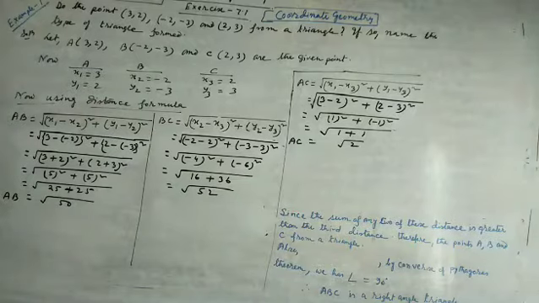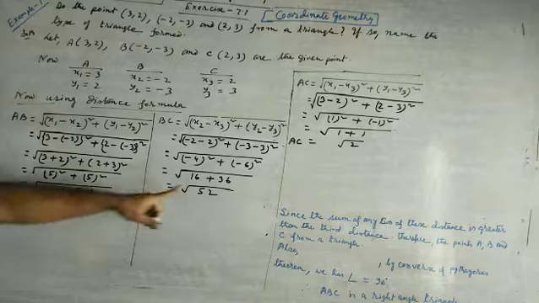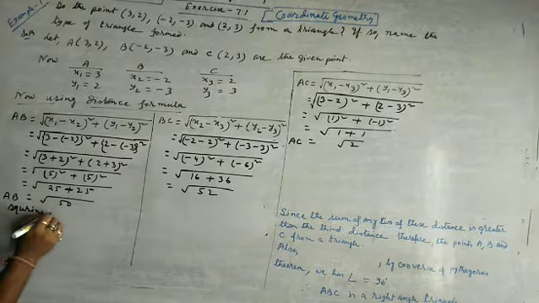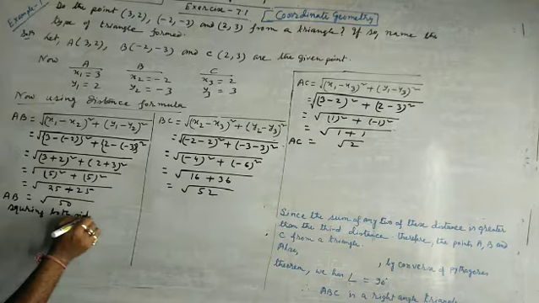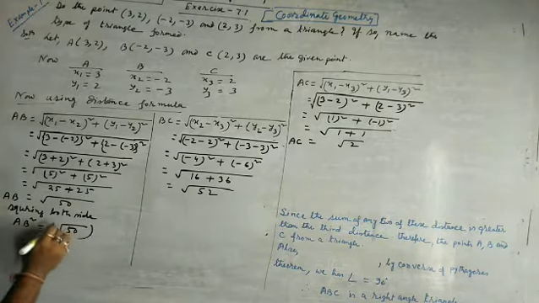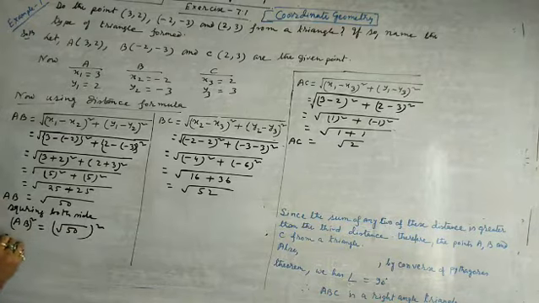Here we see the distances of all three sides are unequal. Now what to do? First again we come to AB. AB is equal to root 50. Squaring both sides, AB whole square is equal to root 50 whole square. AB square is equal to 50.